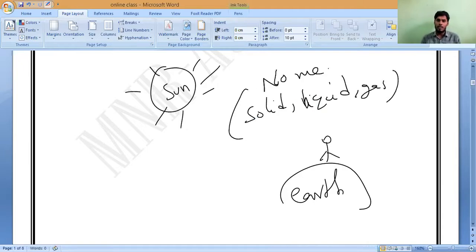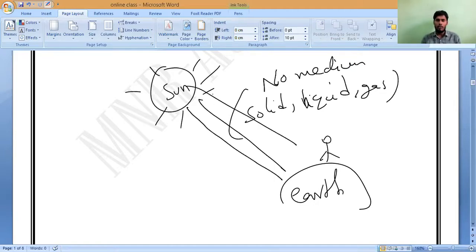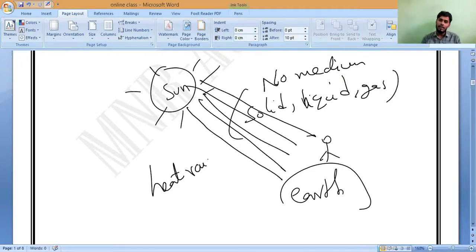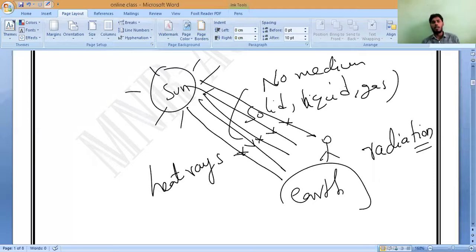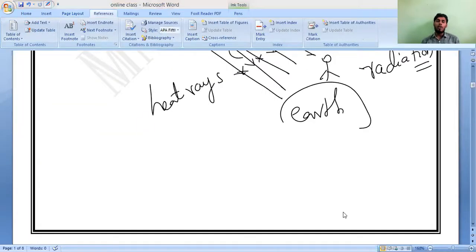No medium is present, but the sunlight will reach me and I will feel hotness because the sunlight is transferring heat rays. This mode of heat transfer is what we know as radiation. Do you understand, Hari, Mari, Kaushik? Yes, sir. Any doubt? Okay. So for transferring heat energy by radiation, no material medium, meaning no solid, no liquid, and no gas between them, is required.